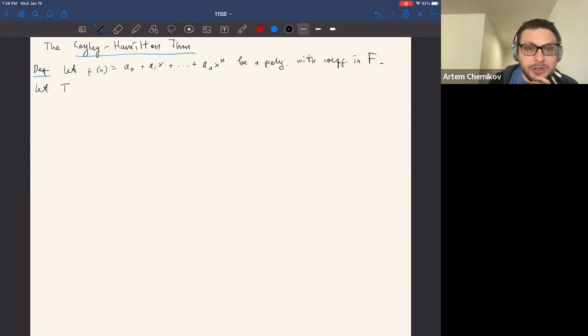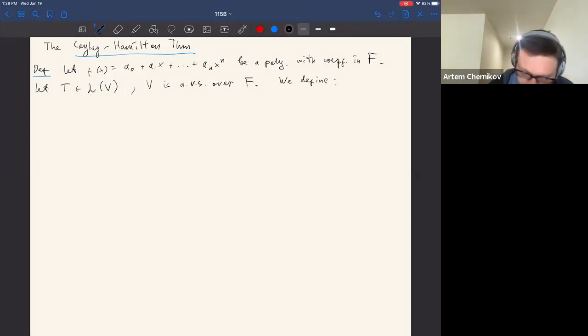And assume also that T is a linear operator on a vector space V, where V is a vector space over the same field F. In this case, we want to define what it means to evaluate a polynomial on a linear operator. So we define f of T. I'm going to evaluate my polynomial f on the linear operator T. But of course, this needs to be defined.